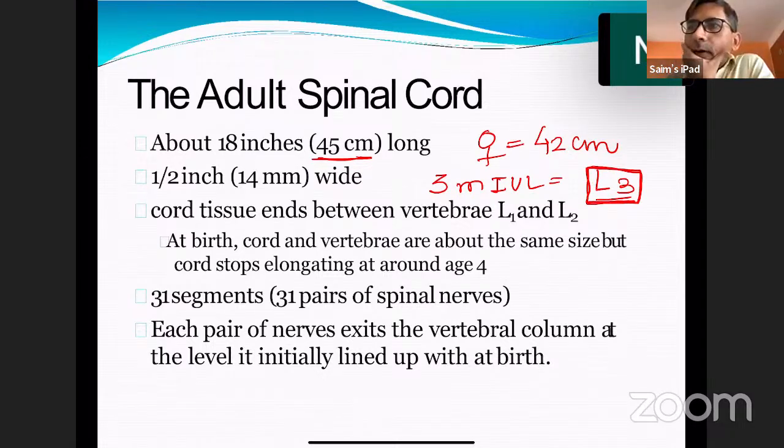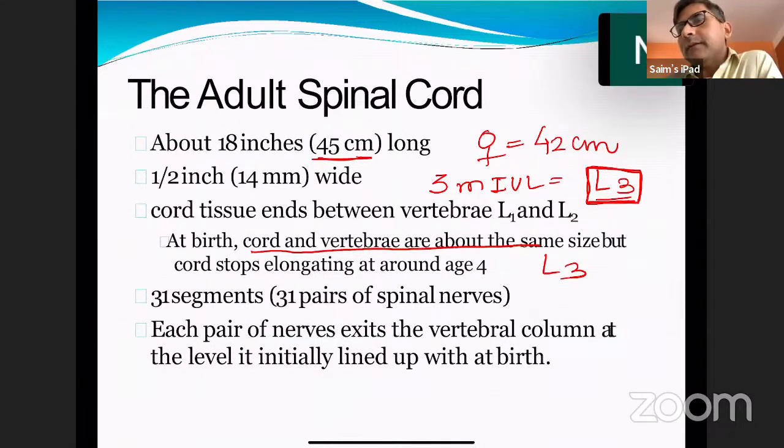And subsequently what happens, there is a growth of the vertebral column, and that growth of the vertebral column overshoots the growth of the spinal cord. So the spinal cord falls shorter in length as compared to the growth of the vertebral column. You will find the significance of this statement later. Basically the vertebral column overshoots, so that means the spinal cord falls behind. It is due to the differential growth of the vertebral column. So at birth, the spinal cord and vertebrae are of the same size, lying at the level of L3. And the spinal cord stops elongating around the age of 4.